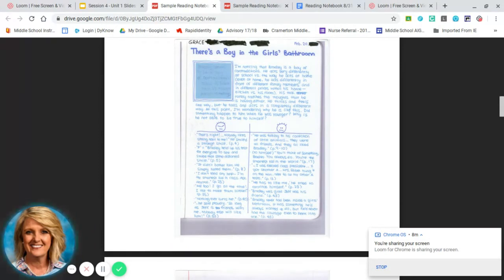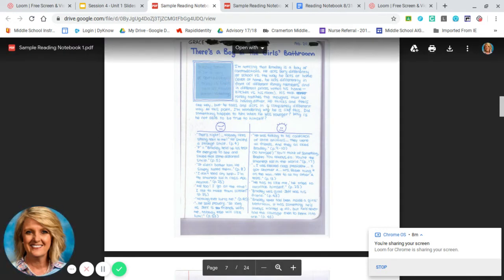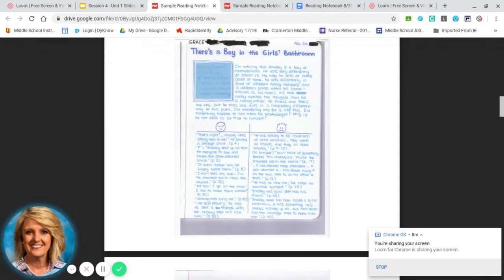Grace writes about There's a Boy in the Girls' Bathroom. So as she was reading, she wrote something down on a Post-it. And then she decided that she would write long about the Post-it. I'm noticing that Bradley is a boy of contradictions. He acts very differently at school versus the way he acts at home. Even at home, he acts differently in front of different family members and in different places within his home, like the kitchen versus his room. So she starts here describing her character and how he's acting in different places.